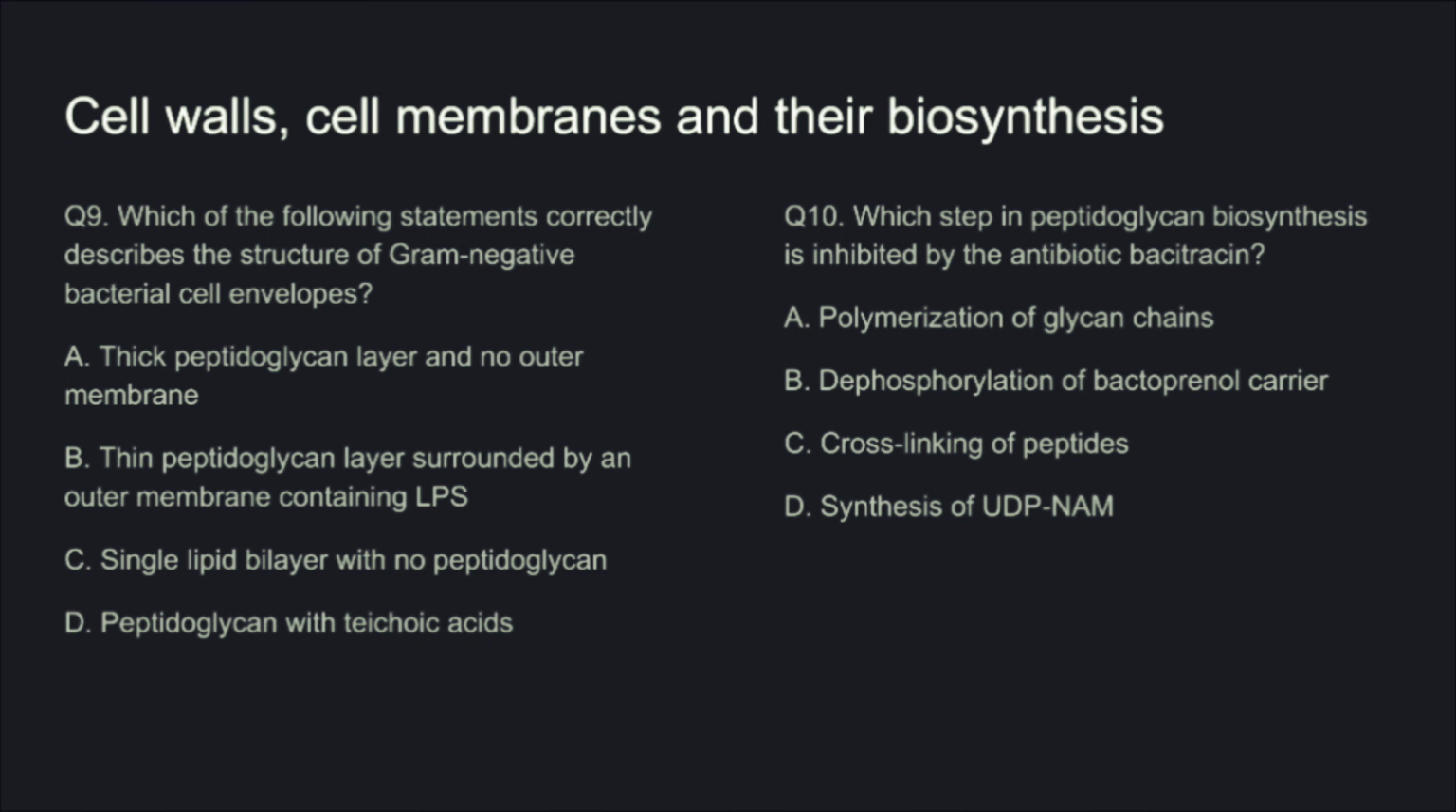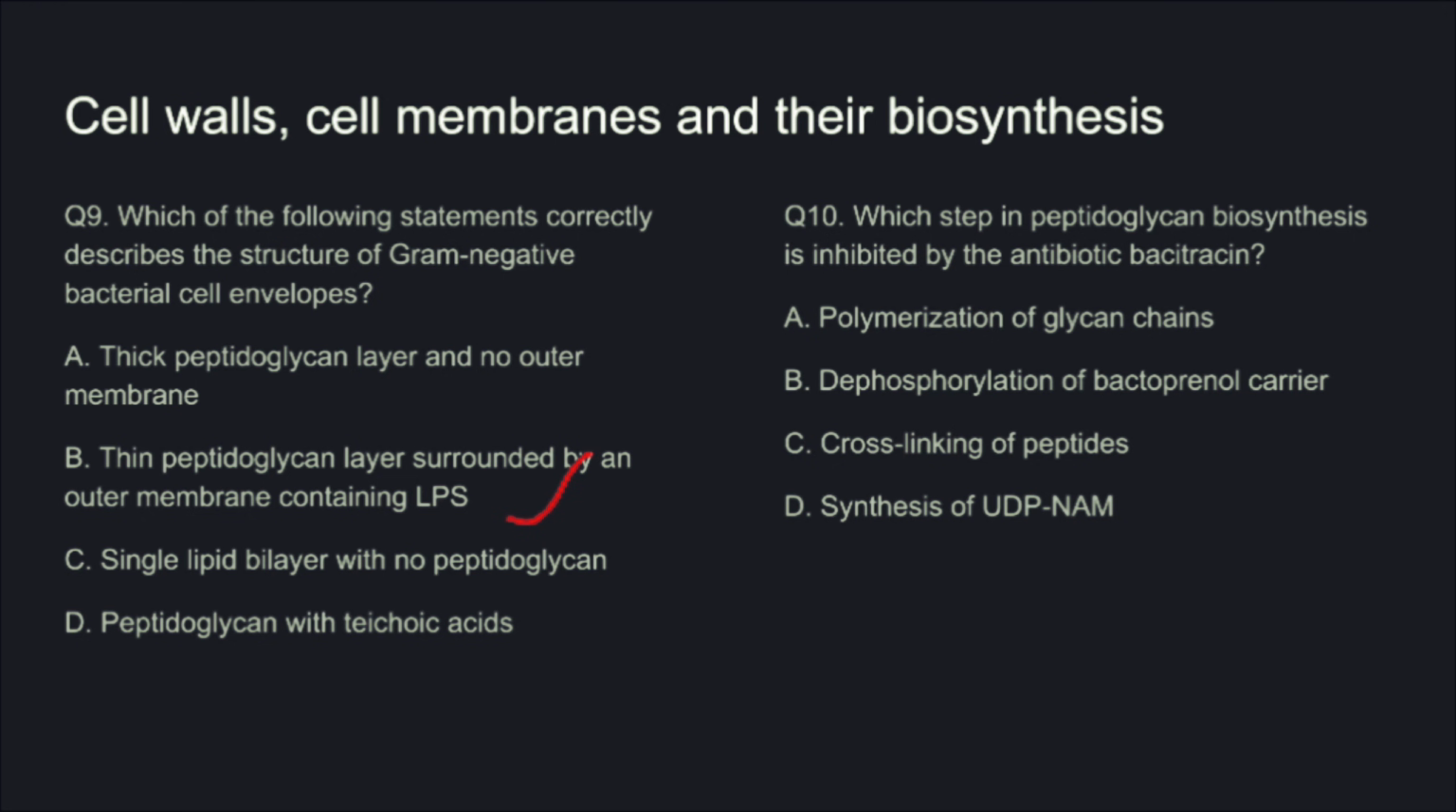A, a thick peptidoglycan layer and no outer membrane. B, thin peptidoglycan layer surrounded by an outer membrane containing LPS. C, single lipid bilayer with no peptidoglycan. D is peptidoglycan with teichoic acid. So the correct answer for this question is option B, that is thin peptidoglycan layer surrounded by outer membrane containing LPS.